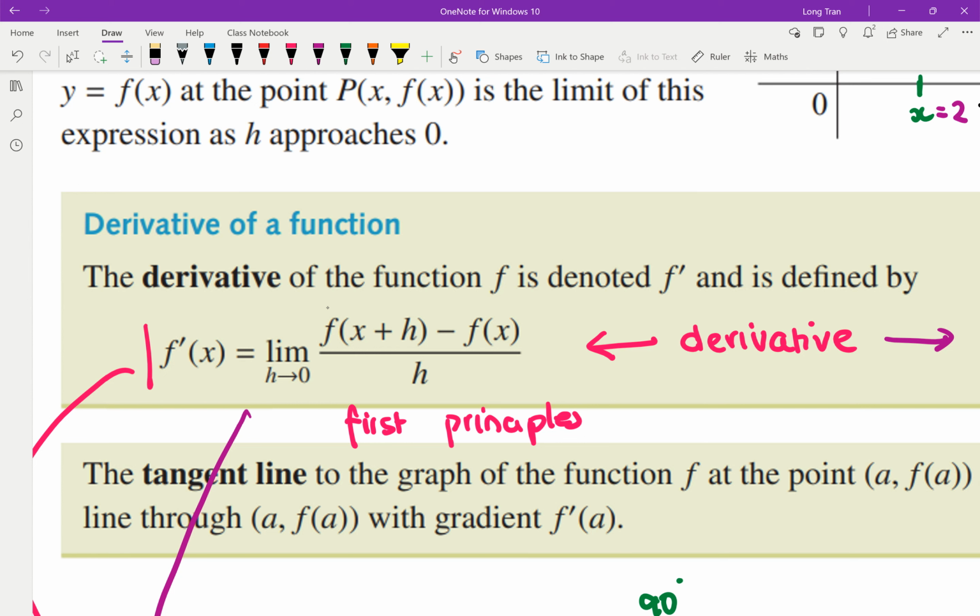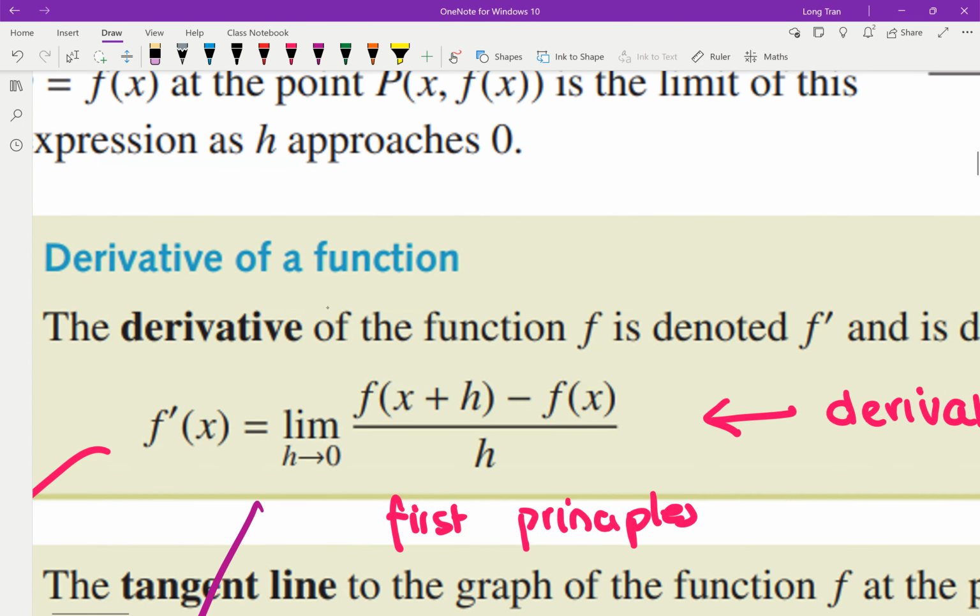I don't know if this is stupid, but f of x plus h minus f of x, would that just be h? No. I don't believe in stupid questions. That's actually a really good question here.